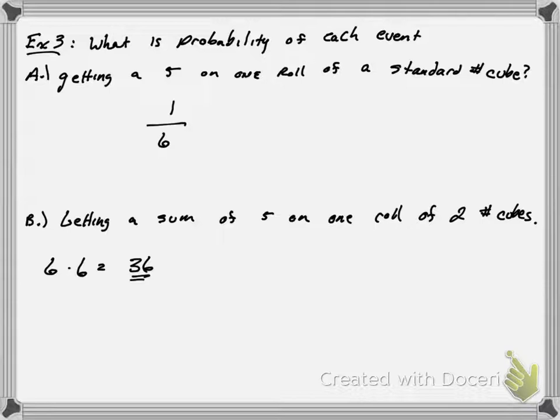So what rolls are going to give me a sum of 5? Well, a 1 and a 4 give me a 5. A 2 and a 3 would give me a 5. You could also have a 3 and a 2, and a 4 and a 1. So there are 4 total outcomes that give me a sum of 5, so it's 4 out of 36, which reduces to 1/9.